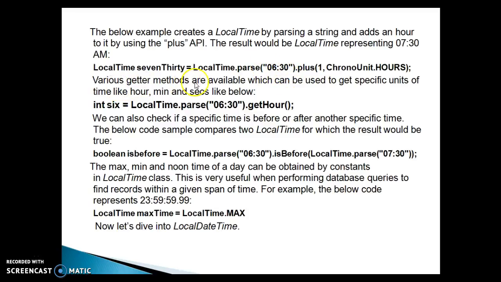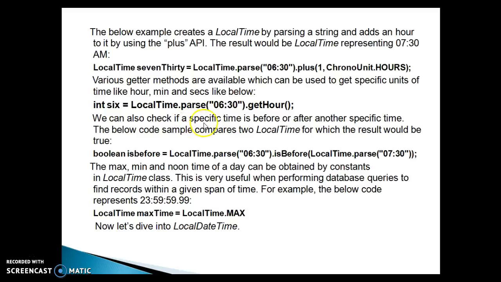Various getter methods are available which can be used to get specific units of time like hour, minute, seconds, like below. Suppose you have a local time object, and here we get the local time object like LocalTime.parse, passing 6:30, and here we can get the hour, so this will return you 6. Similarly, we have getMinute, that will return you 30. If you go for getSecond, then this will give you 0, because here there is no second.